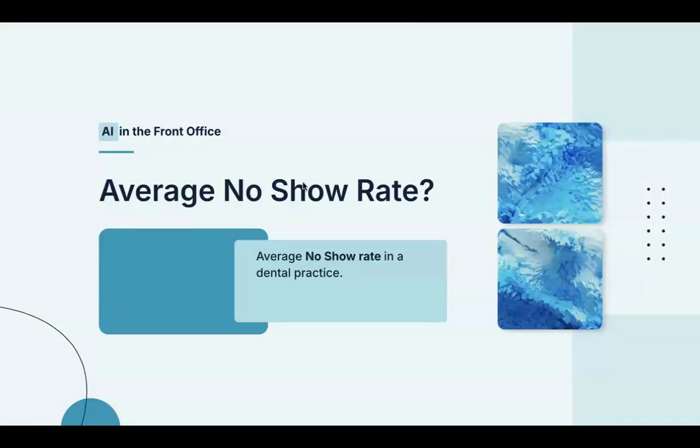So 5% for no-show. Anybody else? I feel like I'm at an auction. Anybody want to go 6%? Anybody 7, 7, 8, 8%? I'm just kidding. I have to make it fun, guys, because I'm sitting here by myself.